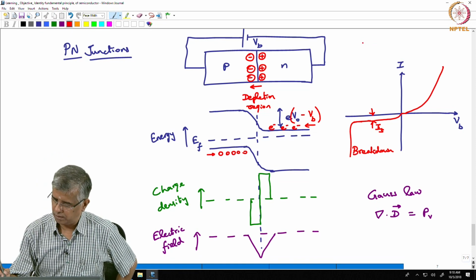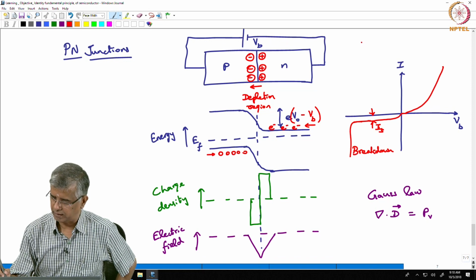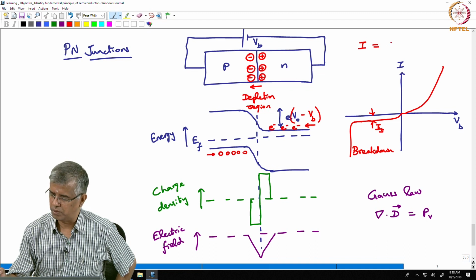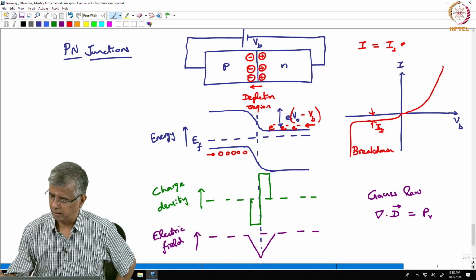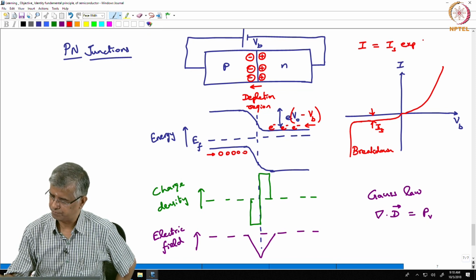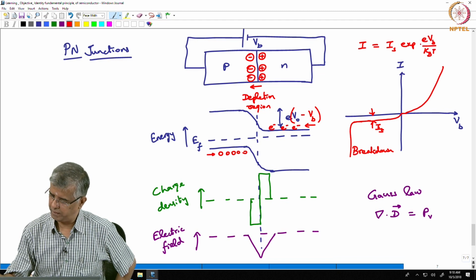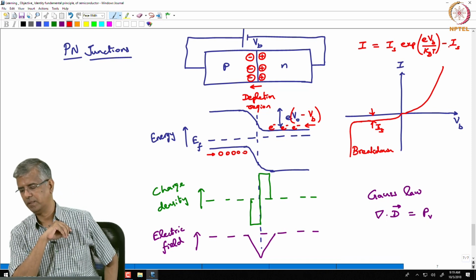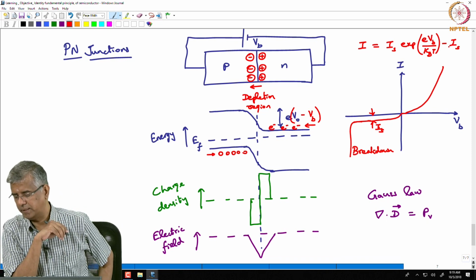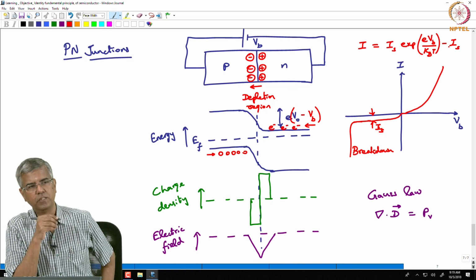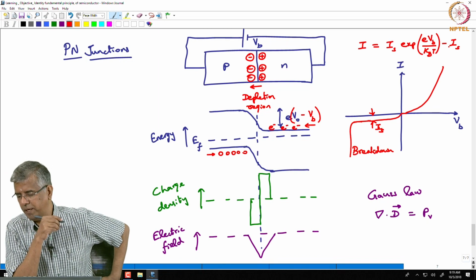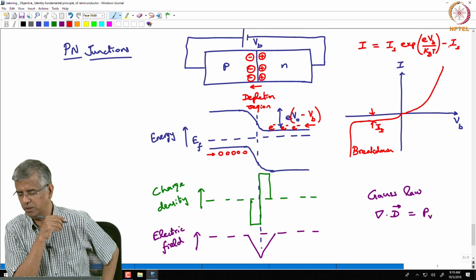But when you consider this normal operating range, you can say that when you are tracking that current as a function of voltage, it is going to be given by I equals Is times exponential of e times Vb over kBT, minus Is, and of course that expression should be such that at Vb equal to 0, I equals 0, right.